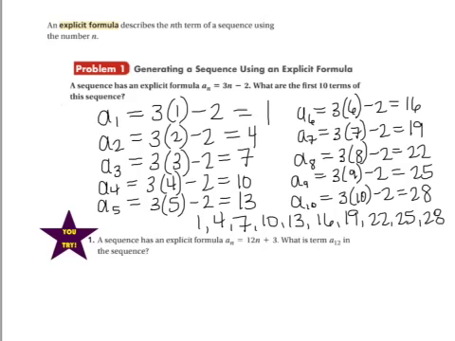Alright, so now it's your turn. You try. A sequence has an explicit formula a sub n equals 12n plus 3. What is term a sub 12 in the sequence? Go ahead and pause it, take a minute, and then continue on.